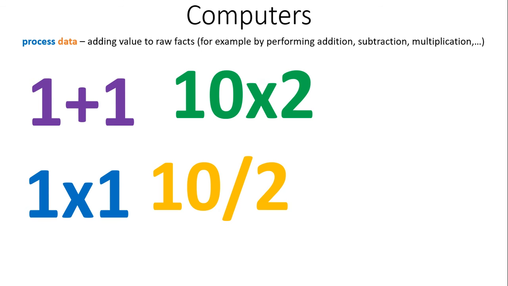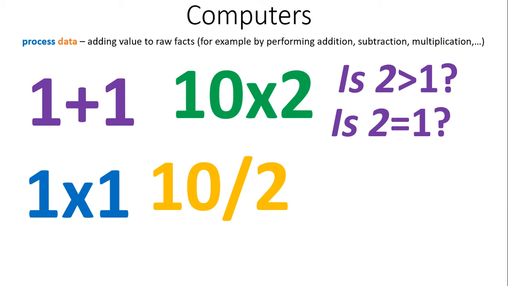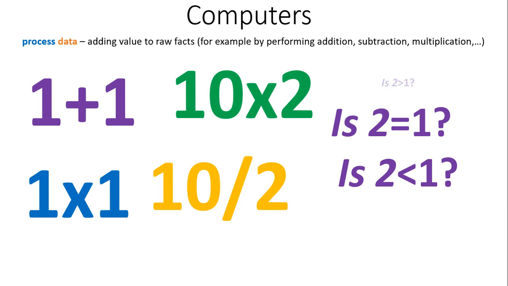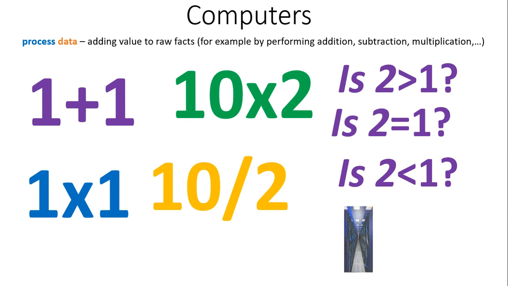10 times 2, 10 divided by 2, is 2 greater than 1? That's a process. Is 2 equal to 1? That comparison is a process. All those are processes. Or you can actually process or edit a video, a picture. That's a process as well.